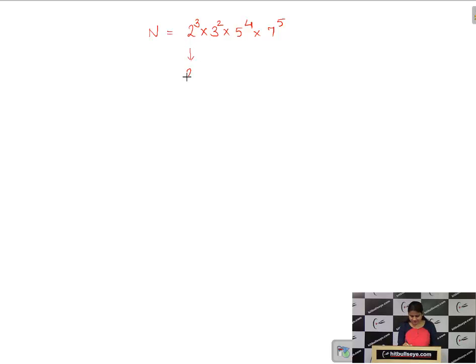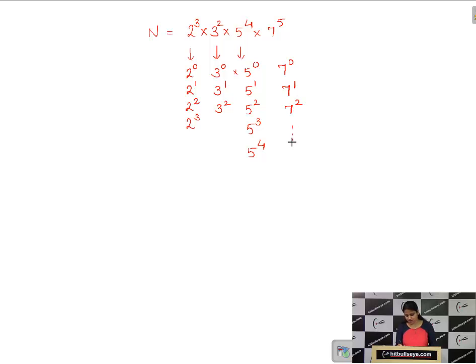We will write all the permissible powers. There will be 2 raised to power 0, 2 raised to power 1, 2 square, 2 cube. Similarly for 3, there will be 3 raised to power 0, 1, 2. For 5, there will be 5 raised to power 0, 1, 2, 3, 4. For 7, there will be 7 raised to power 0, 1, 2, and so on up to 7 raised to power 5. Now the very first part was to find the number of factors of n.